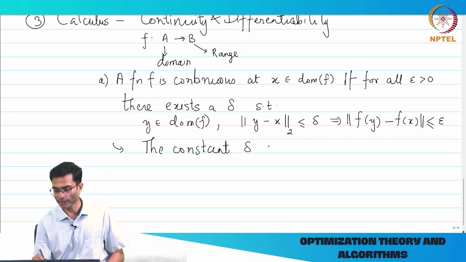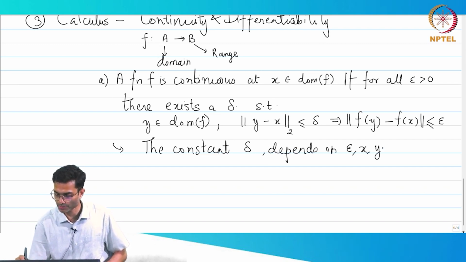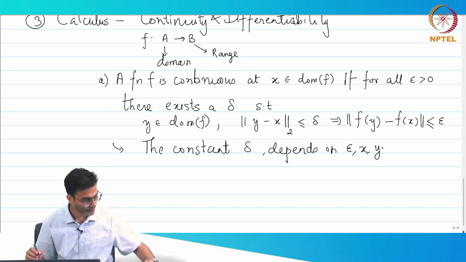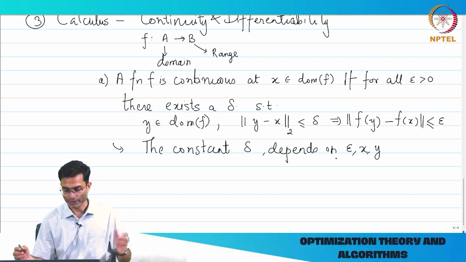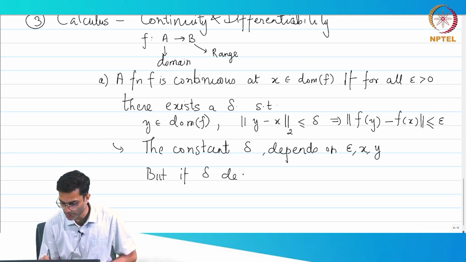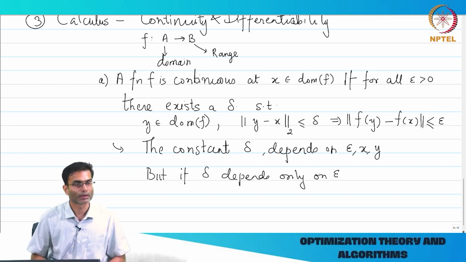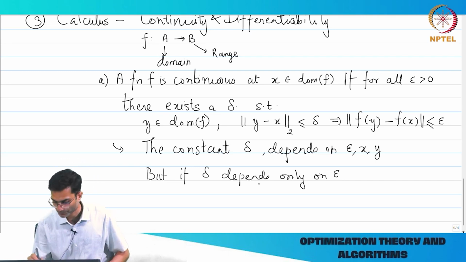In general, delta depends on epsilon, x and y. This is the most general case. And when this happens, we have called it continuous. But if delta depends only on epsilon, then this is another type of continuity. This is called uniformly continuous.